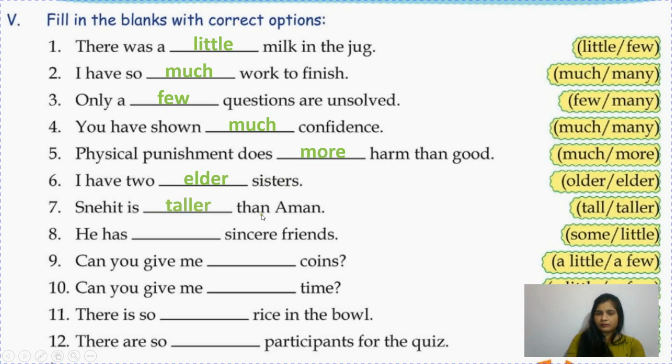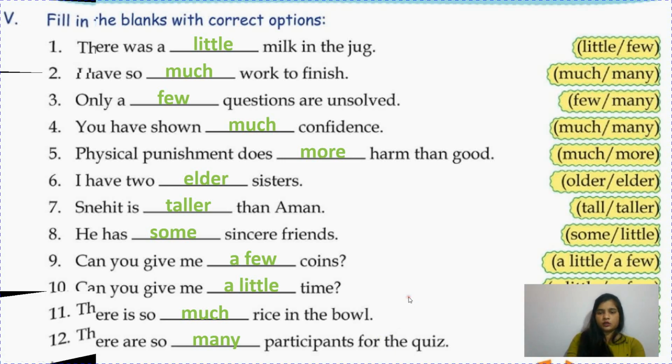Snehit is taller than Aman. We are talking about comparative degree because then is there, so taller. He has some or little. Children, little we cannot write. It's wrong. He has some sincere friends. Can you give me a few coins? A little coins, it is wrong, children. Can you give me a little time? There is so much rice in the bowl because we cannot count rice. There are so many participants because participants we can count. So there are so many participants for the quiz.